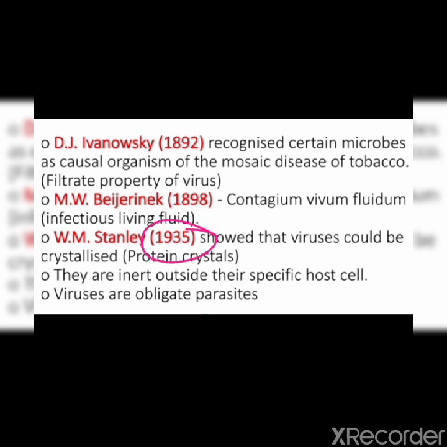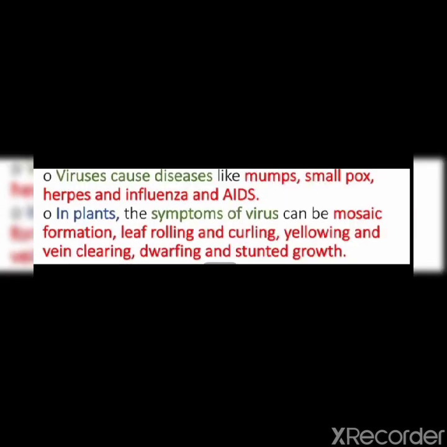In 1935, W. M. Stanley isolated the virus in crystalline form. It is a very important class, so learn it. In 1935, W. M. Stanley isolated the virus in crystalline form for the first time. In 1946, he performed electron microscopic study of a plant virus. Viruses cause diseases like mumps, smallpox, herpes, influenza and AIDS. In plants, the symptoms of virus can be mosaic formation, leaf rolling, curling, yellowing, vein clearing, dwarfing, and stunted growth.